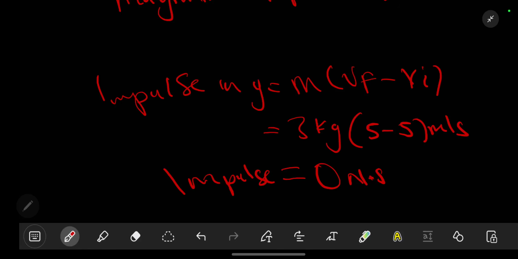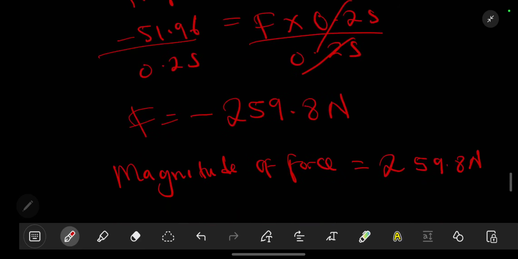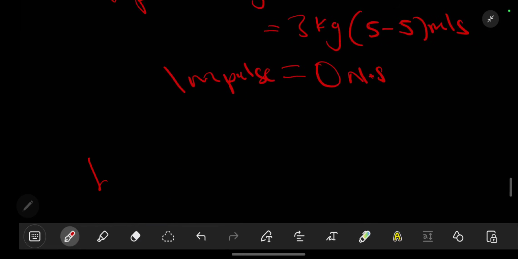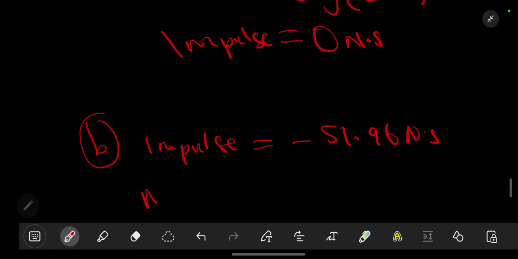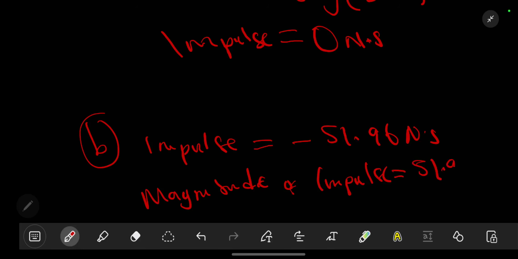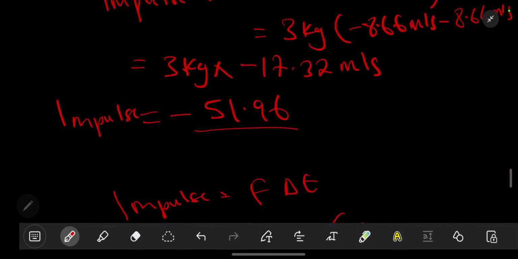So we have answered our force magnitude. For B, where it says impulse, we are just going to label its impulse, which we found to be negative 51.96 newton seconds. Then that means the magnitude of impulse, without the negative, is 51.96 newton seconds. Yeah, so that is how we answer that one.